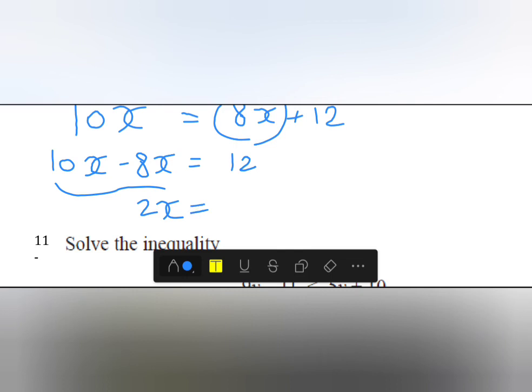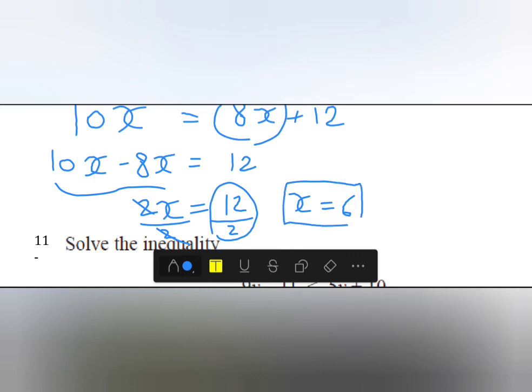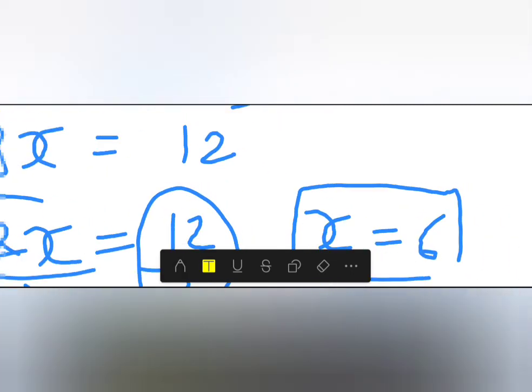2x equals 12. Now I'm going to divide both sides by what? Very good. I'm going to get rid of the 2, so divide 2 here and divide 2 here. This goes with this, and 12 divided by 2 equals 6. So x equals what? Very good, x equals 6. Now this is the first part of answering this question. I found the value of x.